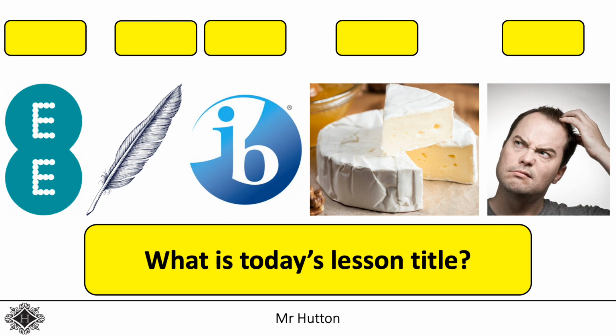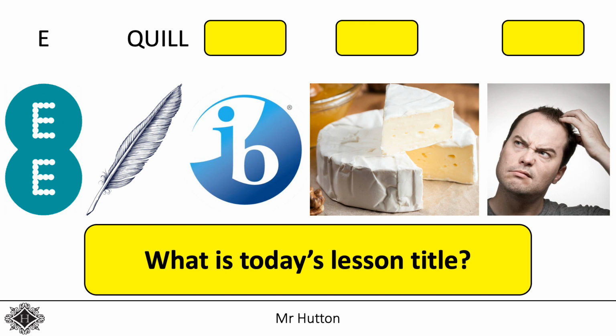Alright, so first of all we've got the E, an E there for the brand EE, and then a quill. A quill, very old-fashioned, one of the first writing implements. A feather where they dip it in ink and use the ink and the end of the feather to write.